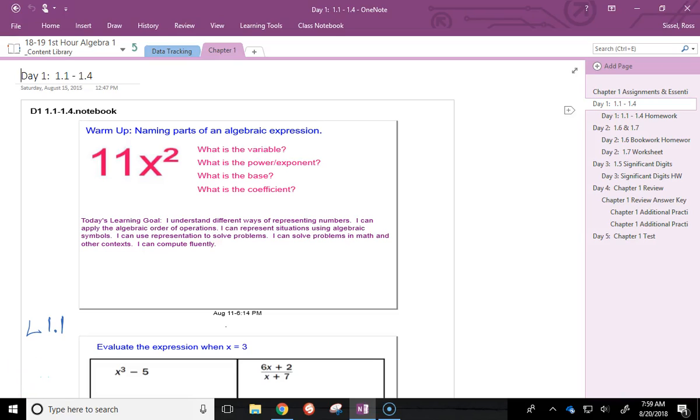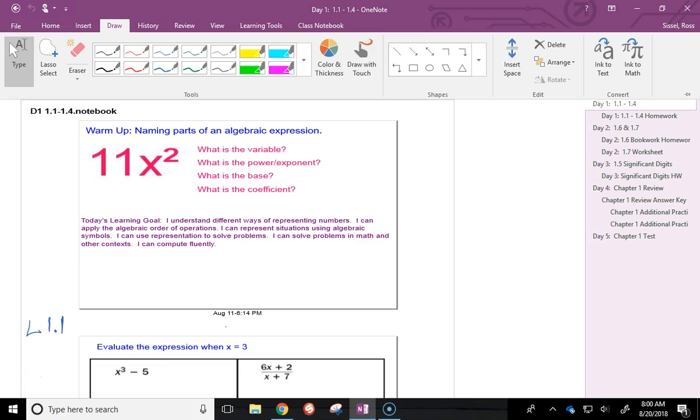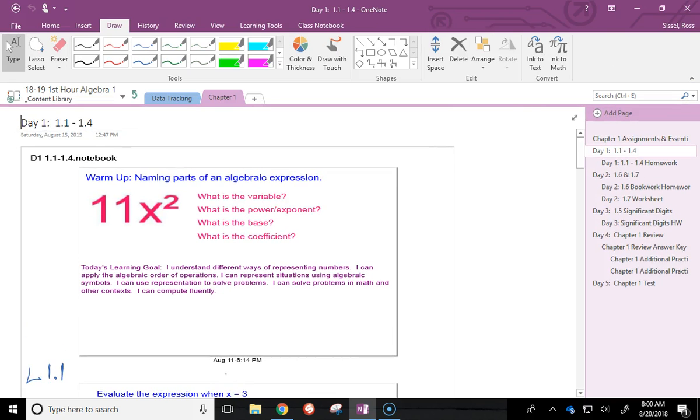Okay, so today's lesson, warm up: naming parts of an algebraic expression. So I have 11x squared. I'm going to go to draw, and it will drop this down, and I'm going to hit the little pin over here on the bottom right, so it will stay there. That way I can keep going to this.